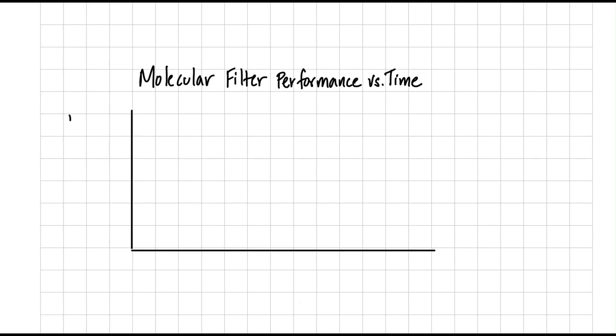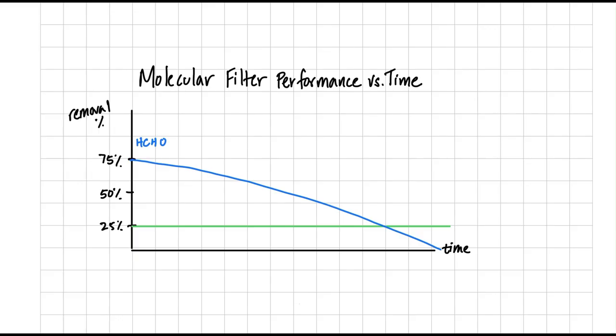So we're going to chart removal percentage of the filter over time. We'll start with some different values, 50, 75, and 25%, and we'll look at formaldehyde. And let's say our end of useful life is 25%. It starts out by removing 75% of formaldehyde on a single pass basis. And over time, it loses performance, as I said, and it ends up at 25% after some period of time. That's what we'll call the end of useful life.